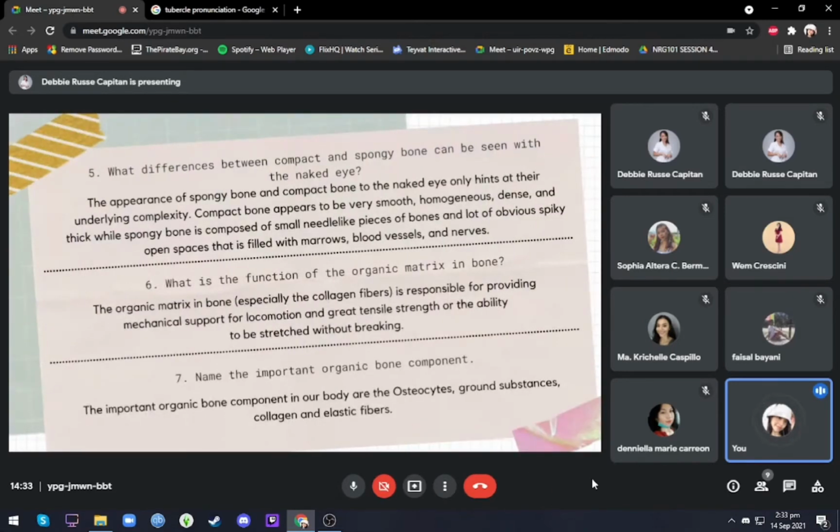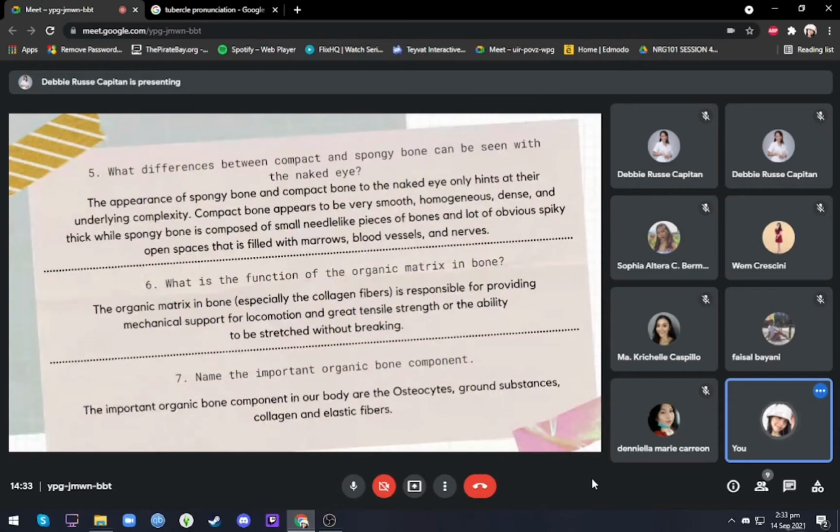What differences between compact and spongy bone can be seen with the naked eye? The appearance of spongy bone and compact bone to the naked eye only hints at their underlying complexity. Compact bone appears to be very smooth, homogeneous, dense, and thick, while spongy bone is composed of small needle-like pieces of bone and a lot of obvious open spaces that are filled with marrow, blood vessels, and nerves.